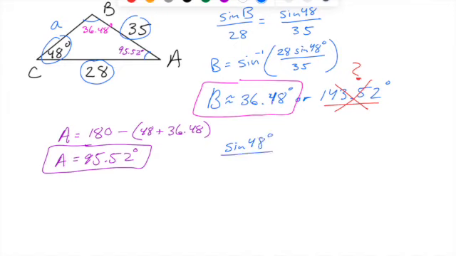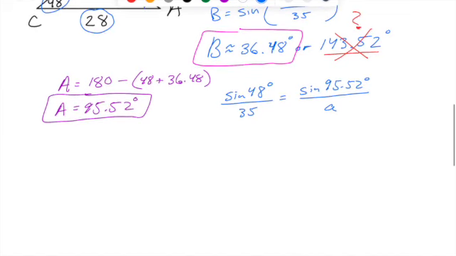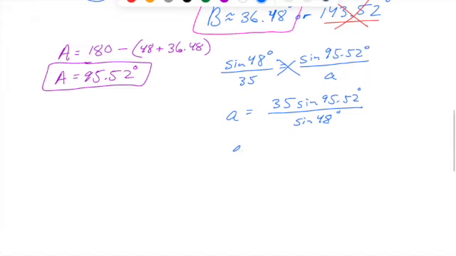Angle C, sine of 48 over 35 is equal to sine of A, which is that 95.52 degree angle I just found, divided by side A. Okay, so now just doing a little manipulation with your proportions, you multiply by A, you divide. You're going to have A is equal to 35 times sine of 95.52 degrees divided by that sine of 48. And I'm going to go to the calculator now and get that approximation.